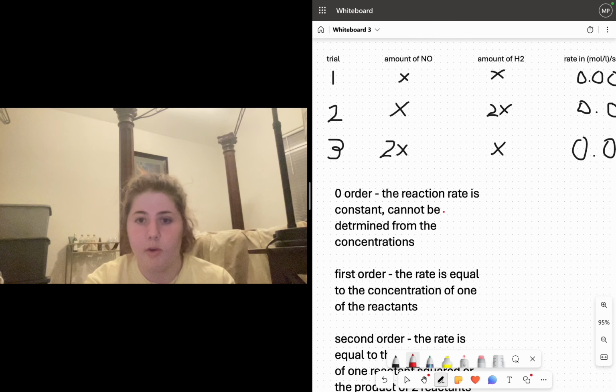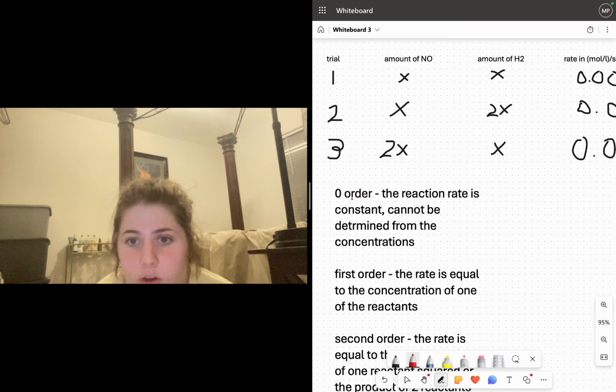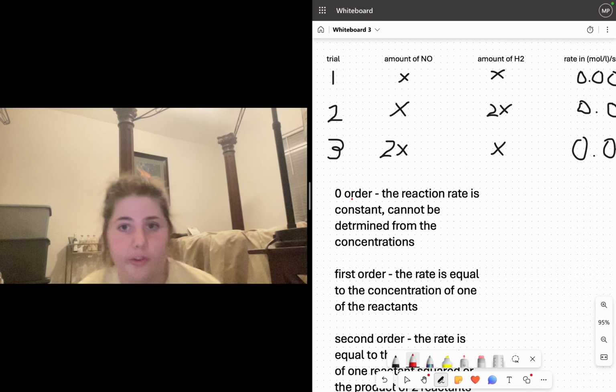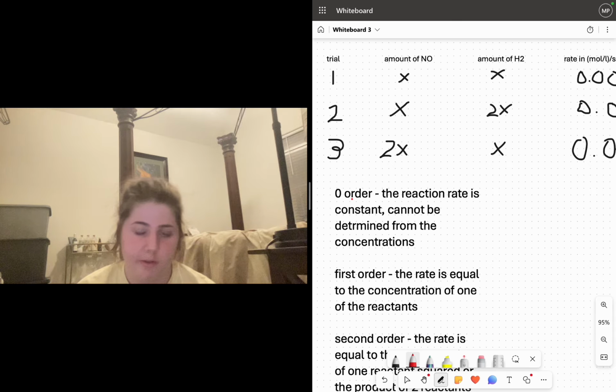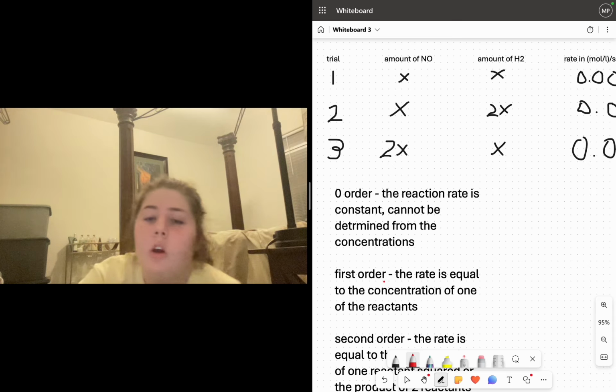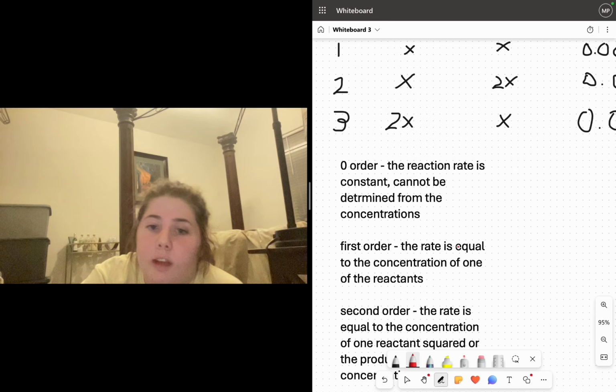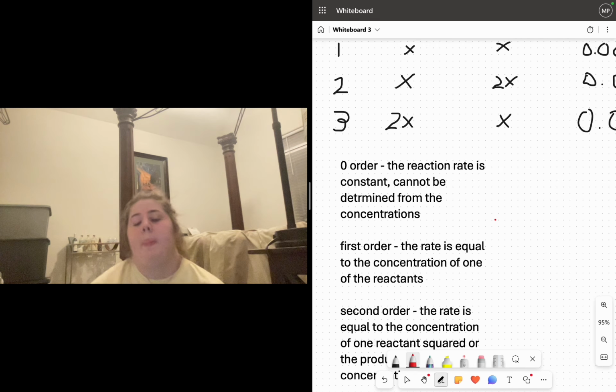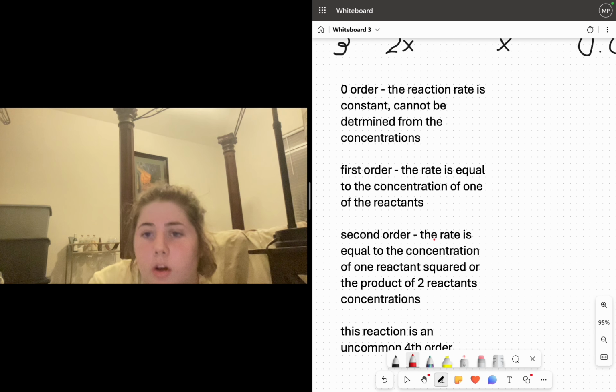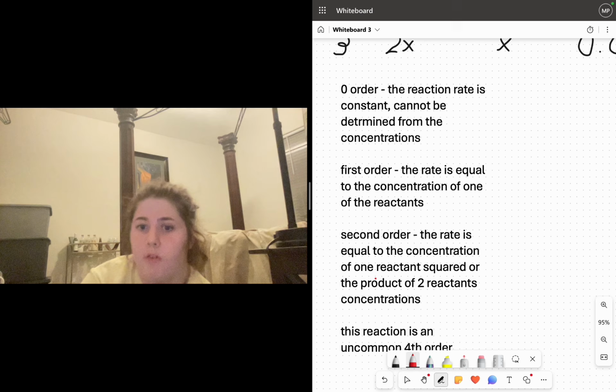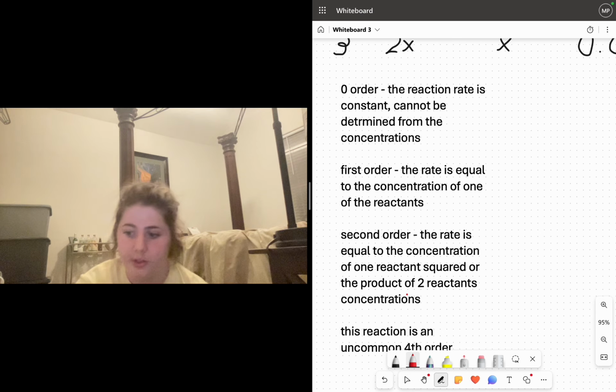So I wrote down a couple of the orders here. So 0 order, the reaction rate is constant and cannot be determined from the concentration, so we can't use how we just used it to figure it out. It's just something on its own. For first order, the rate is equal to the concentration of one of the reactants. And then for second order, the rate is equal to the concentration of one of the reactants squared, or the product of 2 of the reactants' concentrations.